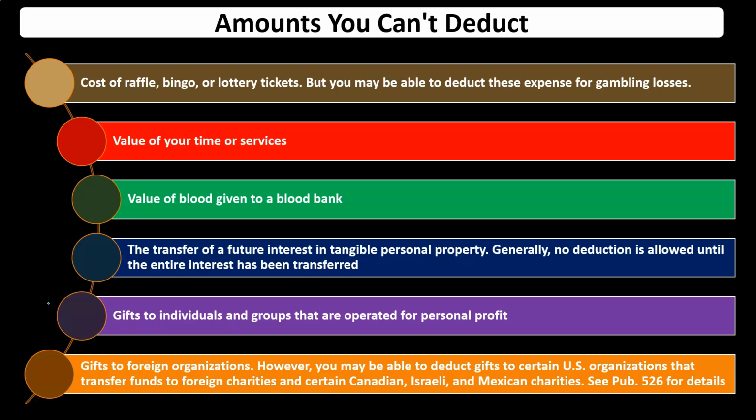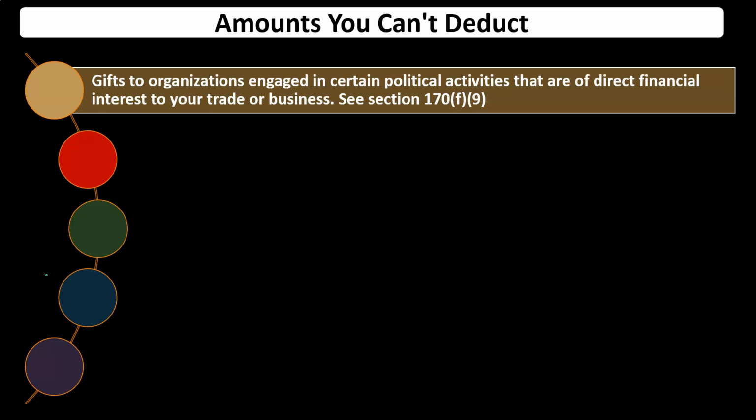Gifts to foreign organizations. However, you may be able to deduct gifts to certain U.S. organizations that transfer funds to foreign charities and certain Canadian, Israeli, and Mexican charities. You could see publication 526 for details there. So you can't really give gifts to foreign organizations, but if there's something going on in a foreign country that you want to give money to, you might have a qualified charity in the U.S. or possibly related countries that you could give money to that could do work in the foreign countries.